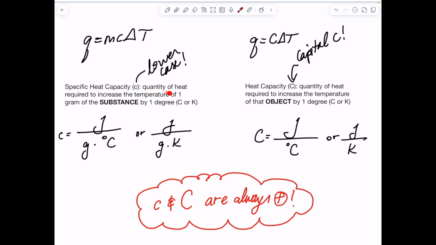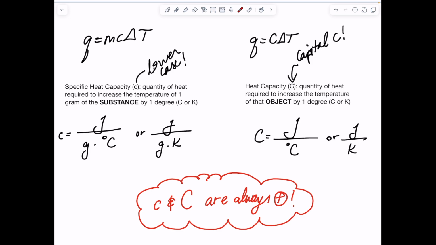And this is the quantity of heat that's required to increase the temperature of 1 gram of a substance by 1 degree. So how much heat is required to increase the temperature of 1 gram of a substance by 1 degree? So what is the substance that we're referring to here? This would be either an element or water even.